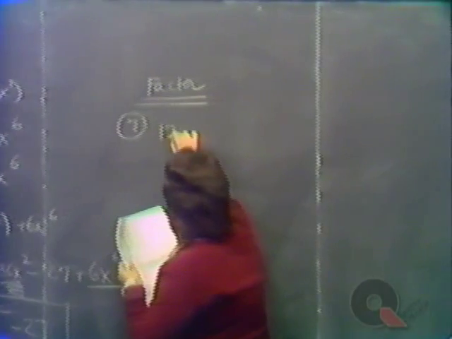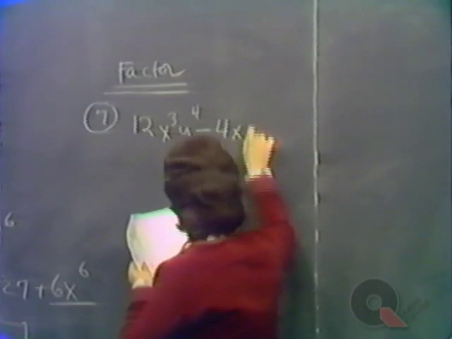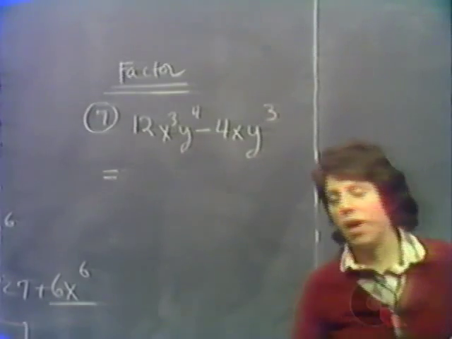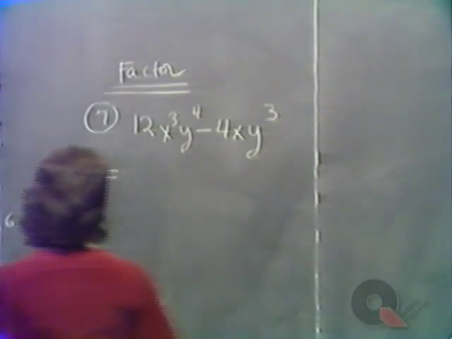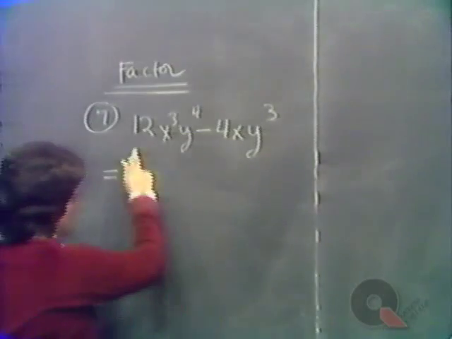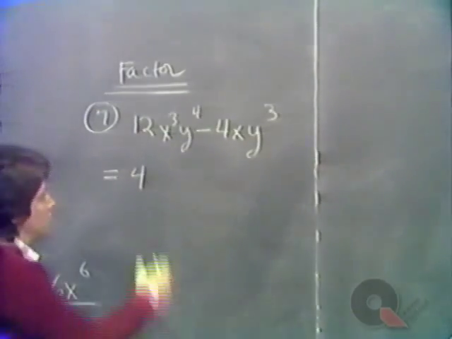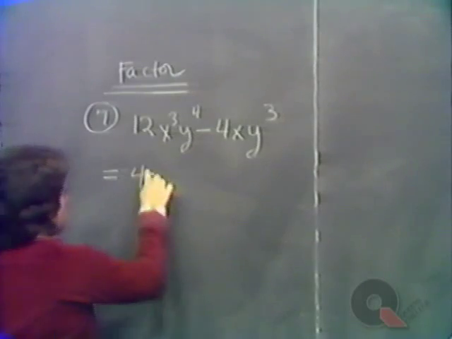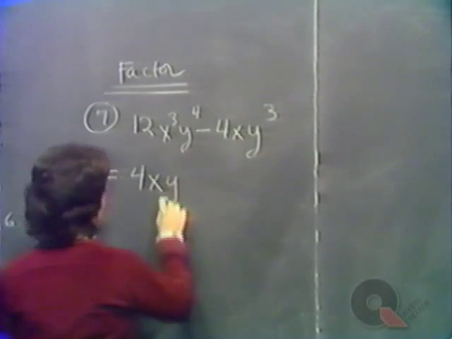We have 12x cubed y to the 4th minus 4xy cubed. The first thing in any factoring problem is to look for a common factor that you could possibly pull out. Here, first you look at the coefficients. You see the 12 and the 4, and the most you can pull out that's common to both terms is a factor of 4. And you look for the next variable, x. You see x cubed and x to the first power, and the most you can pull out is the x. You have y to the 4th and y cubed, and the most you can pull out is the y cubed.